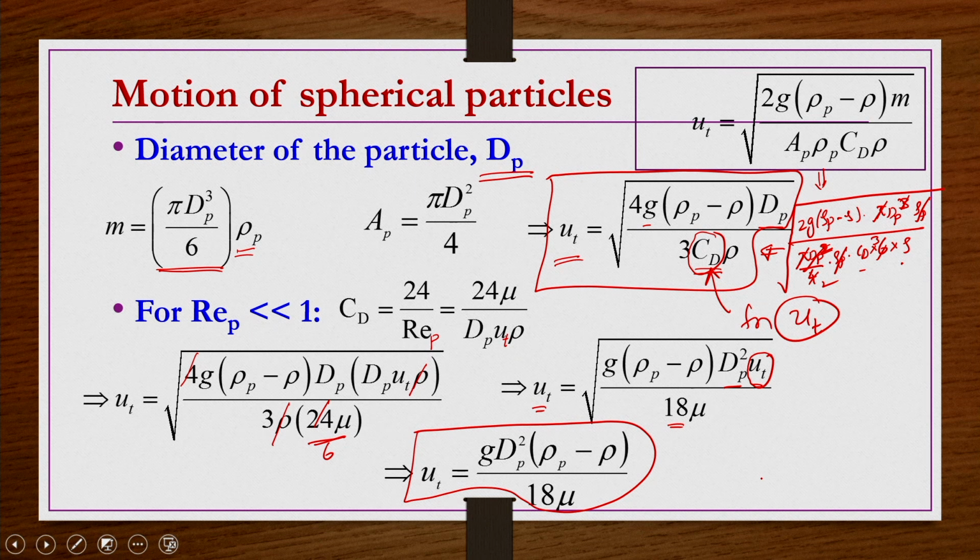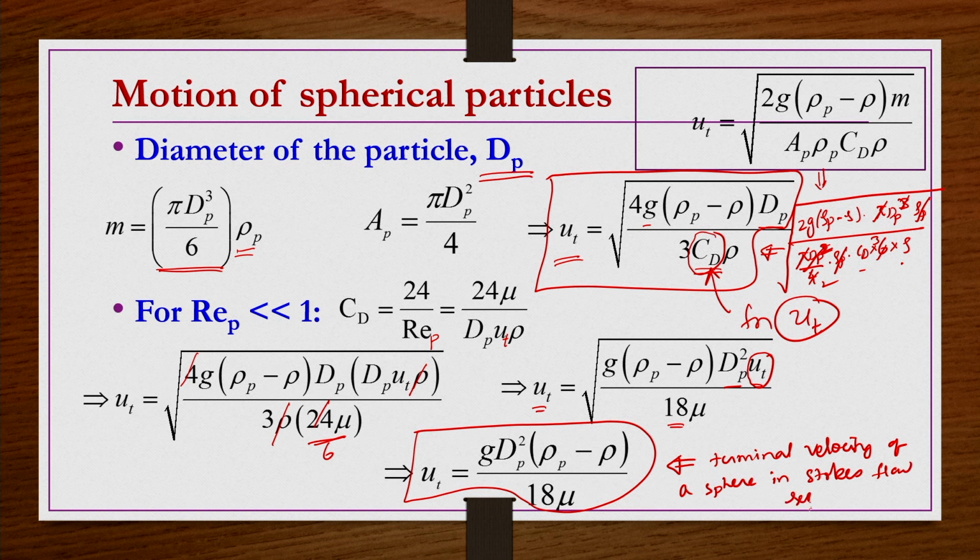So, this is the velocity, this is the terminal velocity under Stokes flow condition for spherical particles, right. Terminal velocity of a sphere in Stokes flow regime, that is very small Reynolds number.